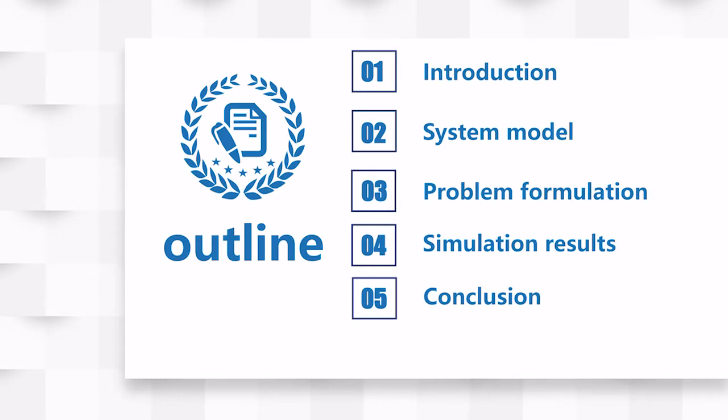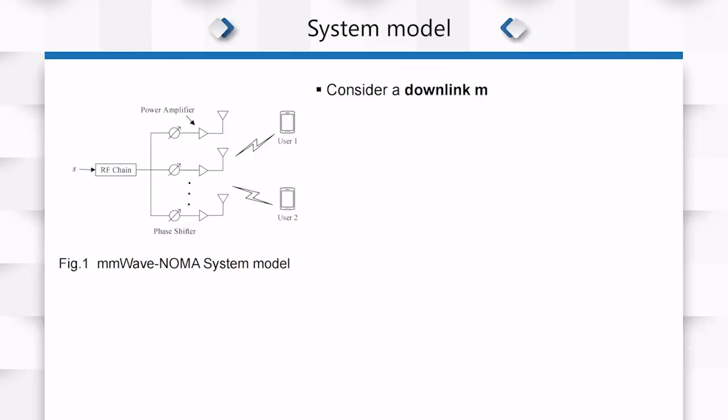Next, I will introduce the system model. Considering a 2-user downlink mmWave NOMA system, as shown in Figure 1, we assume that the base station is equipped with a radio frequency chain and an N-element antenna array to support 2 single-antenna users.